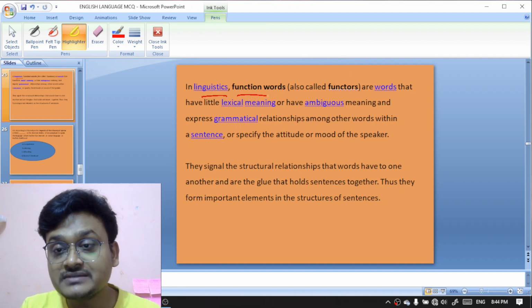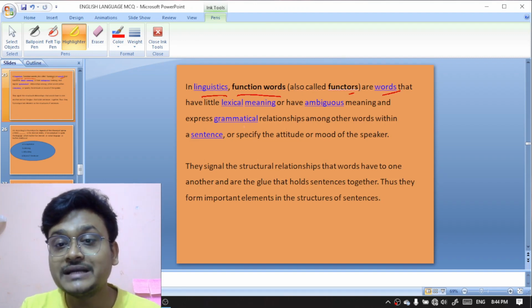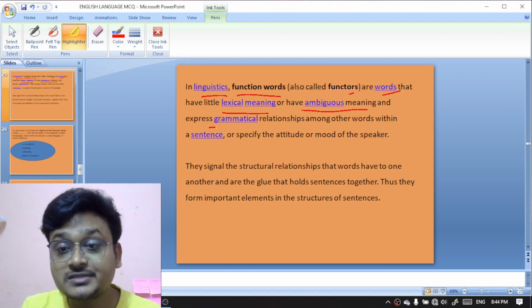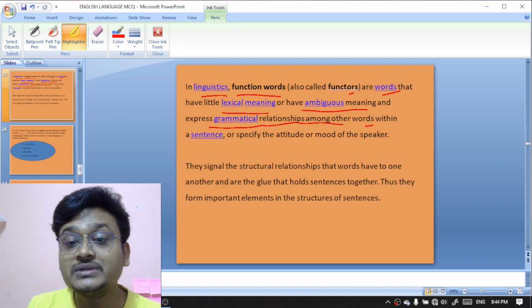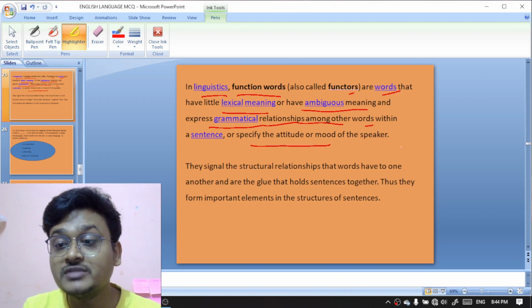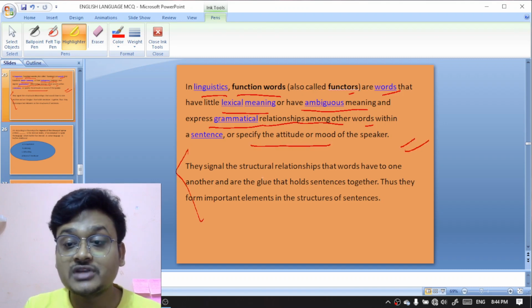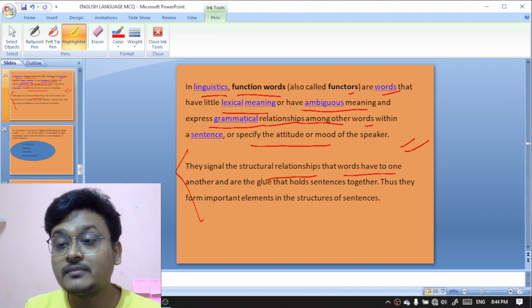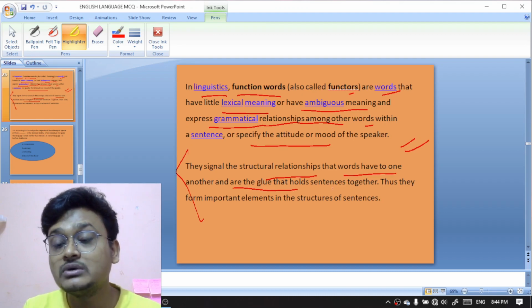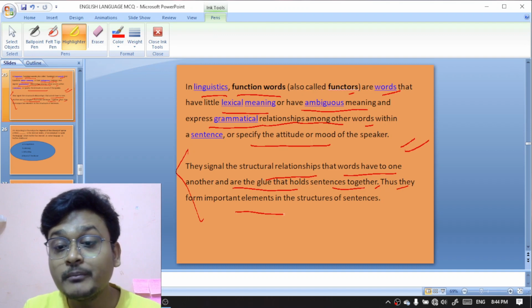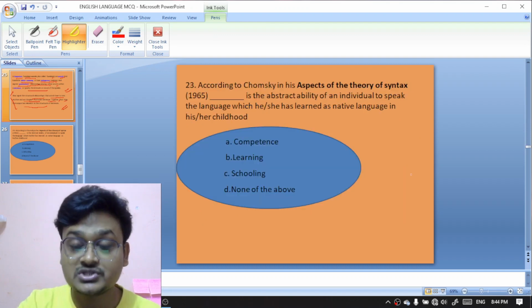In linguistics, function words, also called functors, are words that have little lexical meaning or have ambiguous meaning and express grammatical relationship among other words within the sentence or specify the attitude or mood of the speaker. They signal the structural relationship that words have to one another and are the glue that holds a sentence together. Thus, they form important elements in the structure of a sentence.